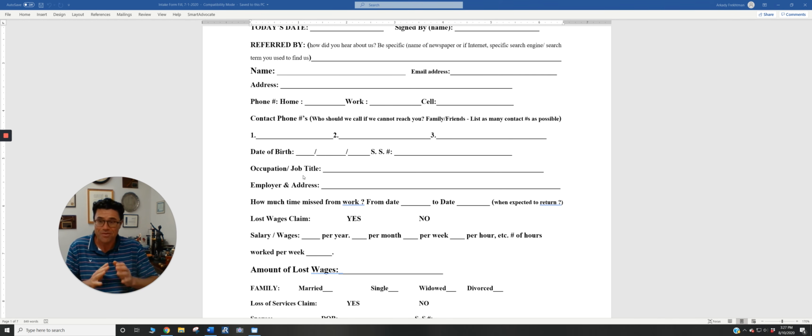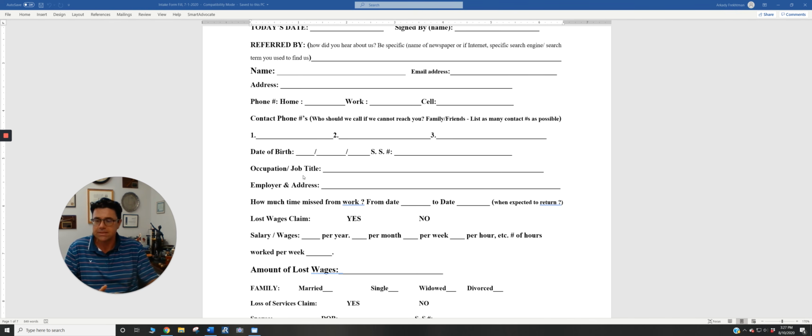Now, this is very, very important for two reasons. Number one, if a client missed time from work, he or she is entitled to their lost salary, their lost wages. Let's say they missed a month and they make $5,000 a month. Well, we're going to get them that $5,000. That's economic damages, those lost wages, giving that back to them.